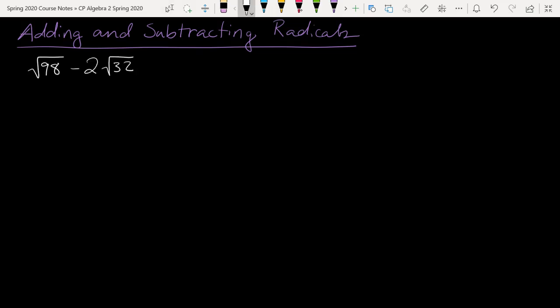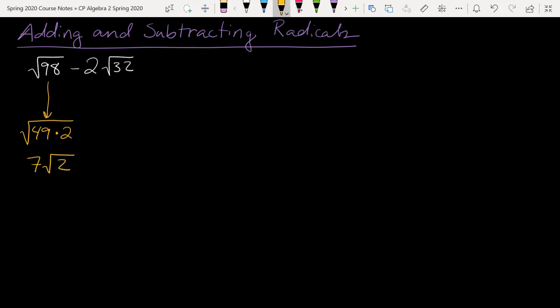The square root of 98 minus 2 times the square root of 32. The place to begin here is simplifying each of the radical expressions and seeing if we can come out with like radical expressions. Well, 98 is 49 times 2. 49 is, of course, 7 squared, so that means we can actually pull a 7 out of this radical. This becomes 7 times the square root of 2. It's as simple as we can make that one.